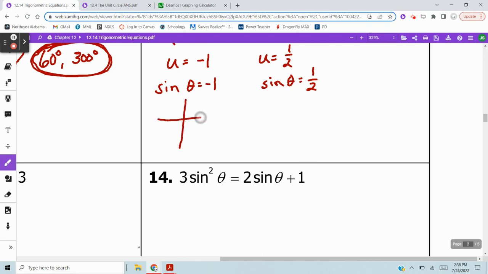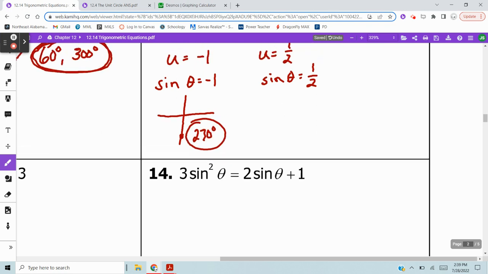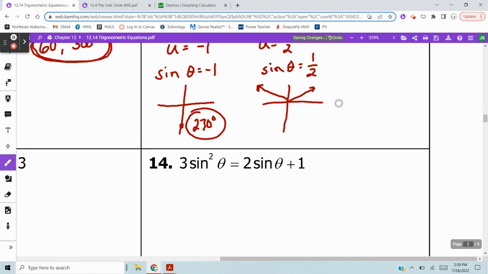Sine of theta is negative 1 is a quadrantal angle. Sine is a y value, and on my unit circle, my y value of negative 1 occurs at 270 degrees. There's my first answer. Where is sine a positive value? I have a first quadrant answer and a second quadrant answer that also has a positive sign. Sine is positive at a 30-degree angle. So there's my first answer, 30 degrees. My second answer has a reference of 30. This is 180, so 30 degrees short of 180 would be 150. So there would be my other two answers.